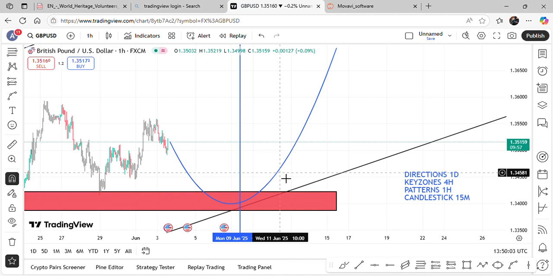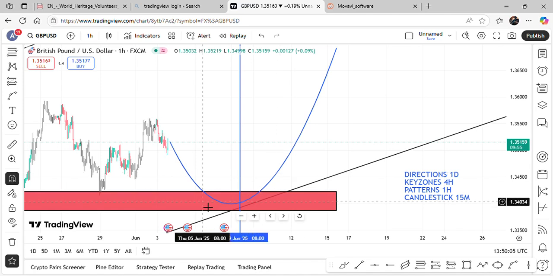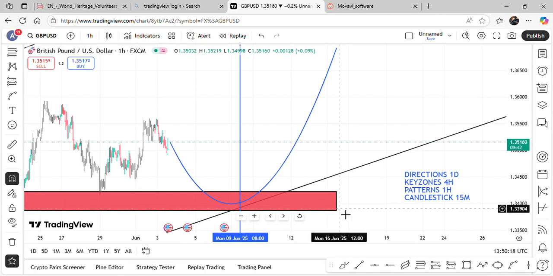So that's it for the strategy. It's very applicable on any other pair. It could be pairs like GBP USD, on the London session, New York session, or Asian session. It's very, very applicable. Thank you.